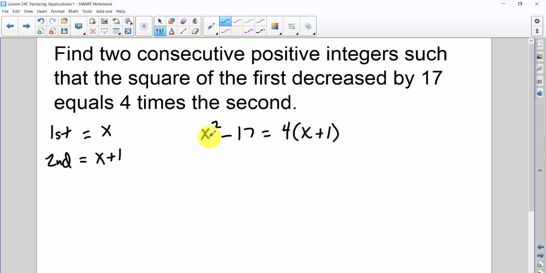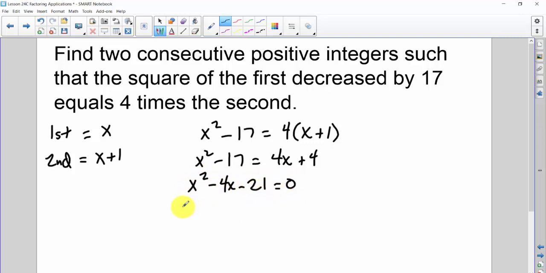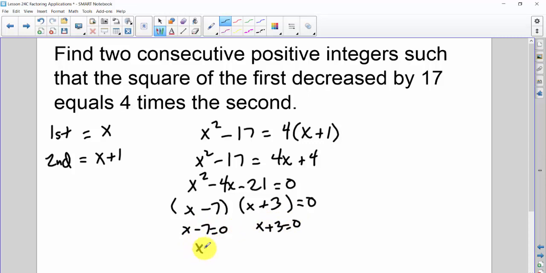So again, quadratic, I want to keep this squared term positive. I'm going to distribute this, so I've got x squared minus 17 is equal to 4x plus 4. Set it equal to 0: x squared minus 4x minus 21 equals 0. Factor, and I get 7 and 3. 7's got to be negative, 3's got to be positive. So x minus 7 is 0, x plus 3 is 0, x equals 7, and x equals negative 3.